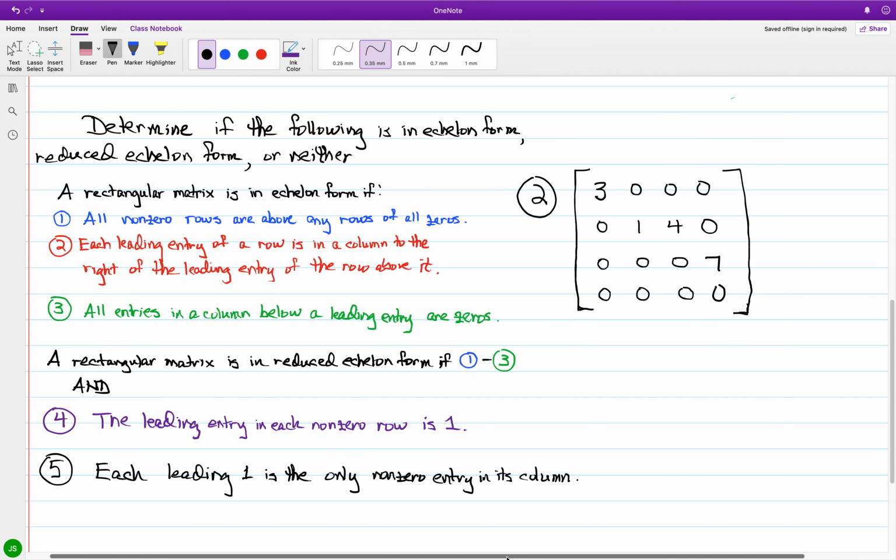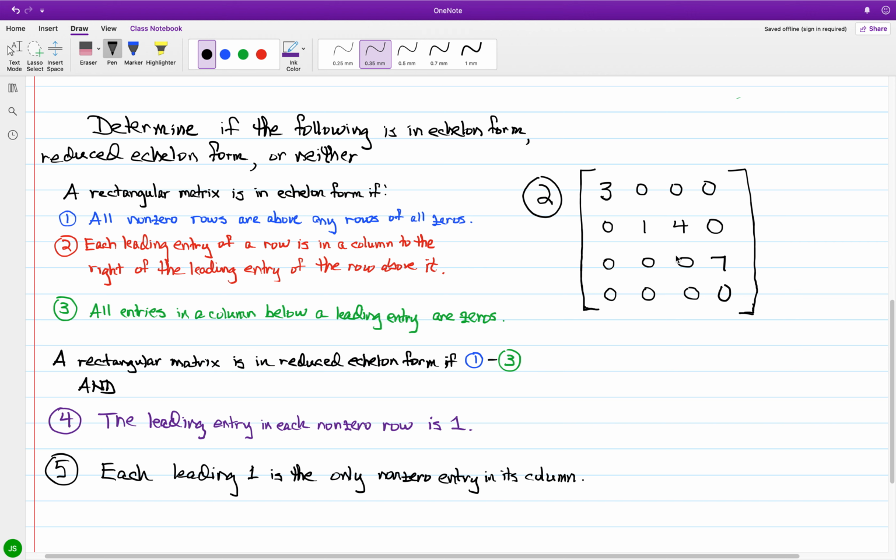All right, so we have all non-zero rows above any rows of all zeros. Check. Each leading entry of a row is in a column to the right of the leading entry of the row above it. So you have the leading entry at 3. Next leading entry, we have at 1, still to the right. We don't have any more leading entries, but we still have the staircase pattern as we progress from a non-zero element in one row to a non-zero element in the next row. So this second bit is satisfied.